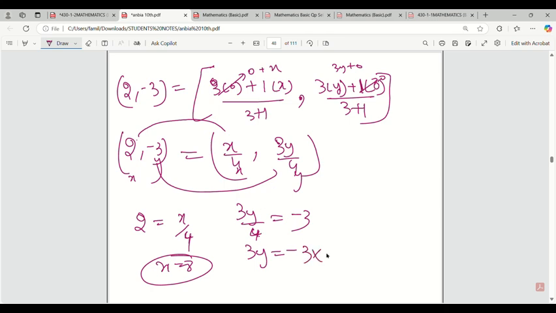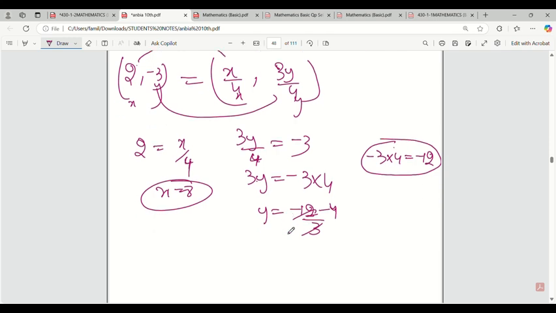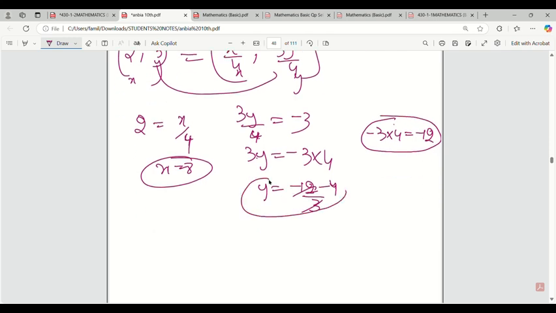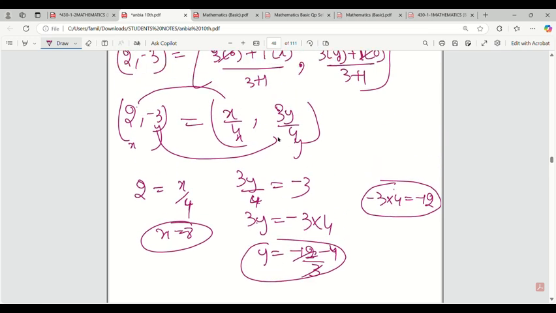When we send this 4 to the other side, it goes in multiplication to 4. 3y is equal to minus 3 into 4, which will give you minus 12. Now minus 12, 3 is in multiplication, send on the other side, it goes under division. 3 ones are 3 into minus 4. This will be the answer. Clear? So x is 8, y is minus 4.